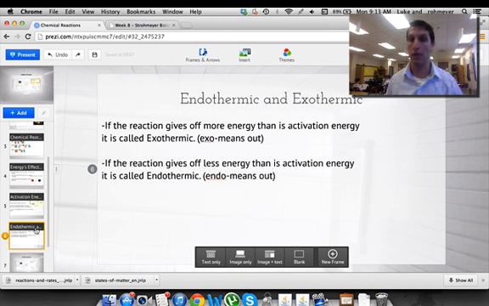Now, conversely, if the reaction gives off less energy than its activation energy, so you have to put energy into it and you don't get any energy back out, that's called endothermic. Endo meaning inside or going in. So you should know the difference between an exothermic reaction and an endothermic reaction, and you should also be able to graph that in an assignment.